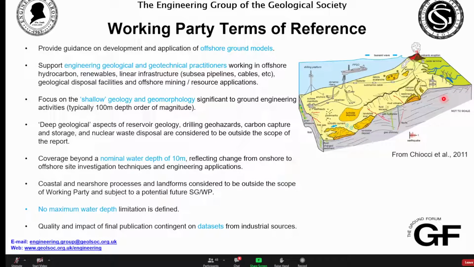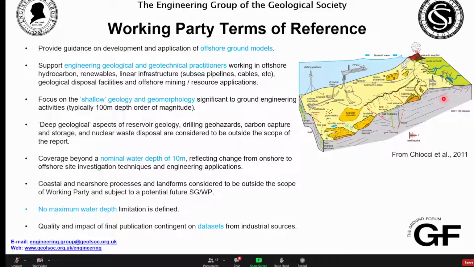In terms of geologically, what are we trying to cover? We're very much looking at what we call the shallow geology and geomorphology, which is significant ground engineering activities. So we're talking about 100 meters depth, order of magnitude below seafloor. So we're not talking about very deep geological aspects associated with reservoir geology, drilling geohazards, carbon capture and storage, and nuclear waste disposal. They are considered to be outside the scope of this report. We're very much focusing on the shallow geology associated with facilities, the foundation zone, and very shallow geomorphology associated with cables and pipelines and geohazards in that zone. So it's very much focused on the shallow geology.